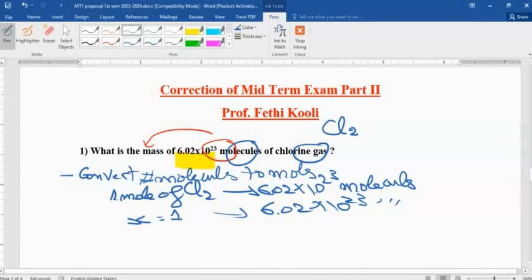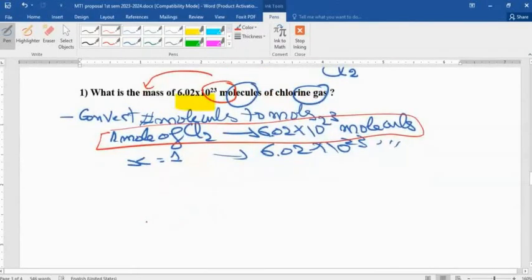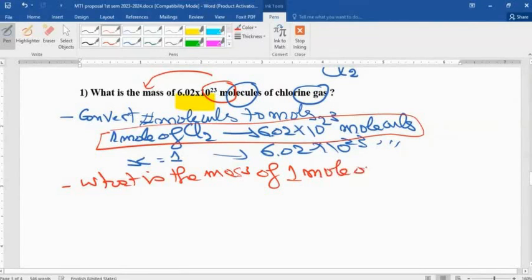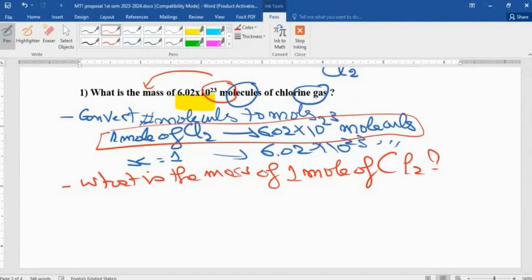Why did I write this relationship for you? You see, this is the key relationship. Suppose he didn't give me 6.02 × 10^23 molecules. He can give me any number, and I just write this number here and convert it to the number of moles. Now I got the number of moles. So what is the mass of 1 mole of chlorine gas? It will be equal to the number of moles multiplied by the molar mass of chlorine gas.